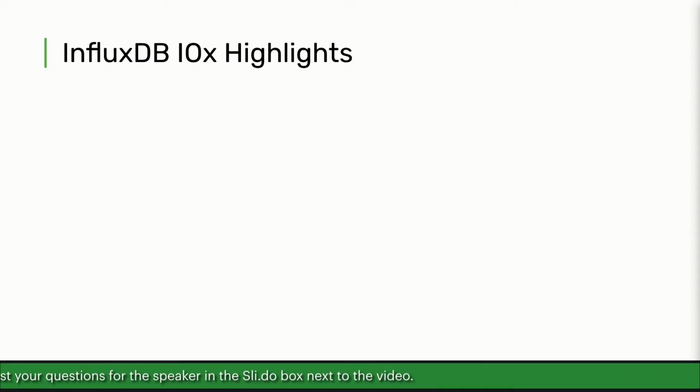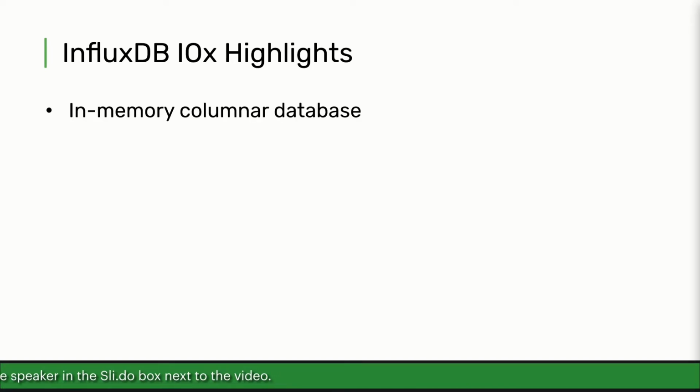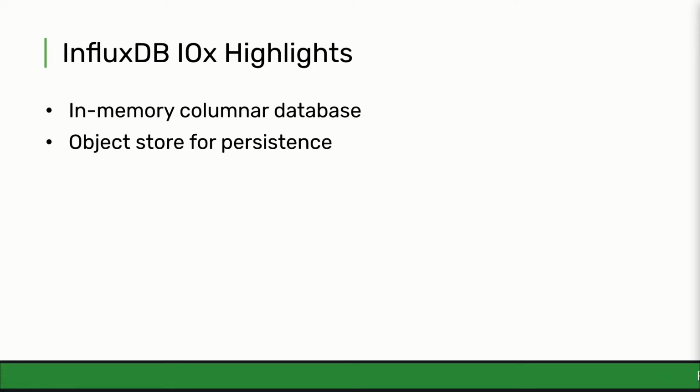So some of the highlights I think that are important about InfluxDB IOx. One, as I mentioned, it's an in-memory columnar database, but it also uses object store for persistence. Specifically, it uses Apache Parquet, which is a persistence format. The combination of the in-memory and Parquet format give us the ability to create a system that has much better performance characteristics than the previous version of InfluxDB.